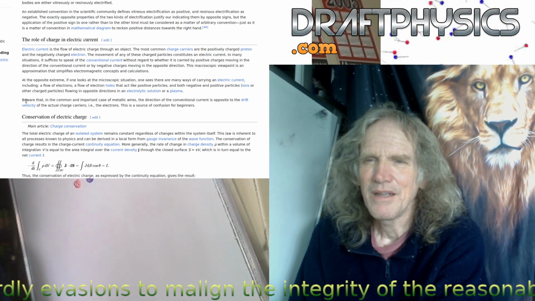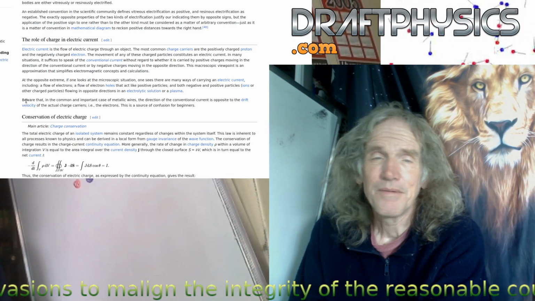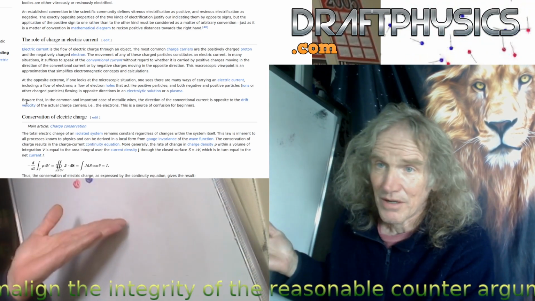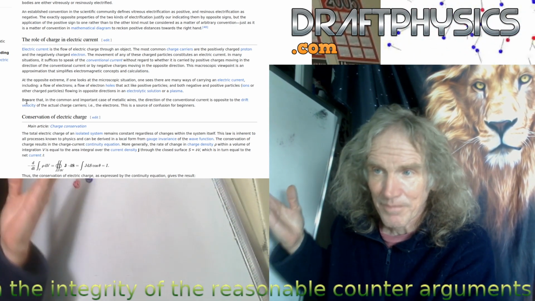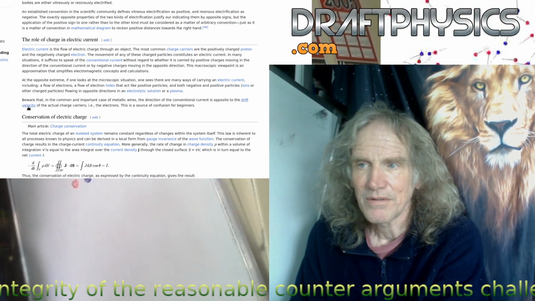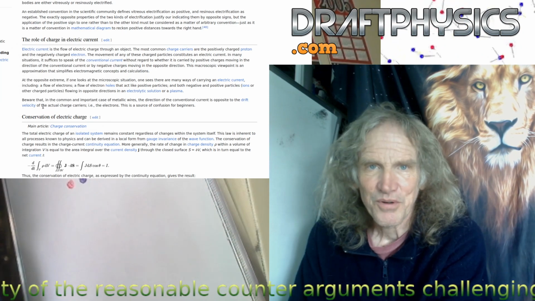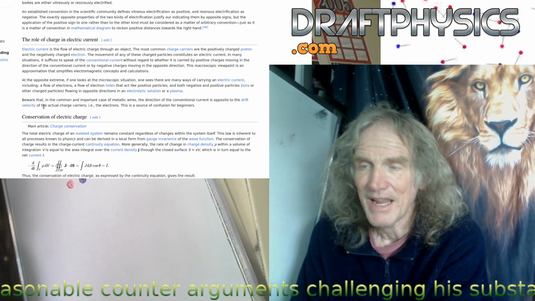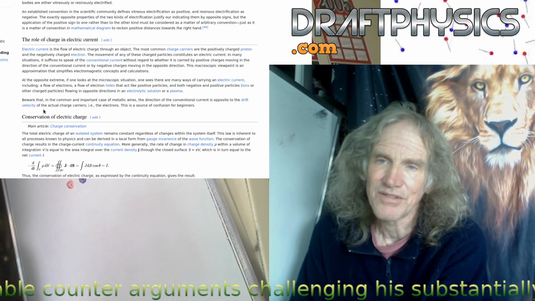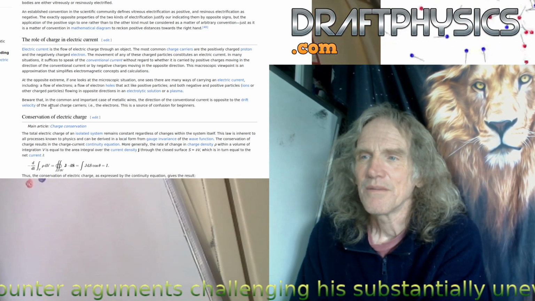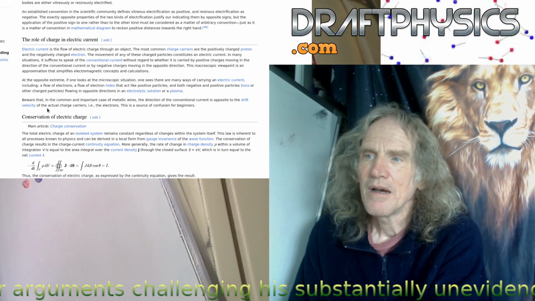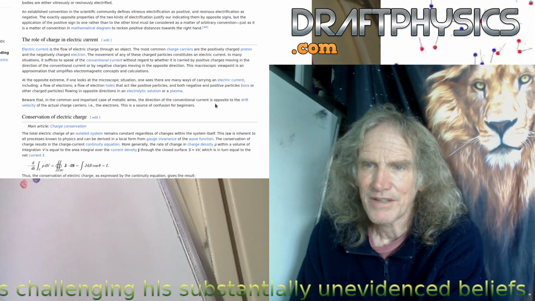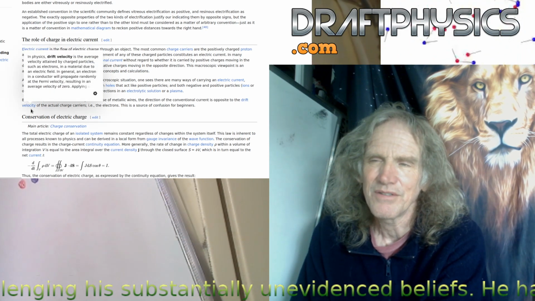So again, it's just deceptive. You either have fewer electrons than protons, or you have more electrons than protons, but there's no other circumstance. And you only control whether there are more or fewer electrons by taking electrons away. You can't add protons and subtract protons. So it really should be made very clear: the protons are inaccessible. Beware that in the common and important case of metallic wires, the direction of the conventional current is opposite to the drift velocity. So there is no such thing as drift velocity.